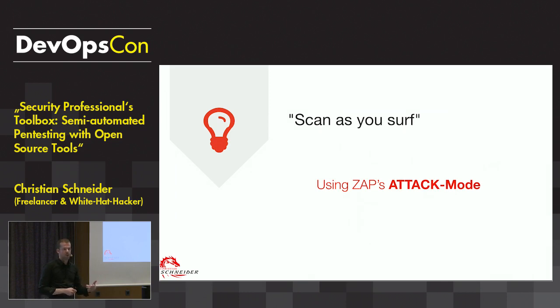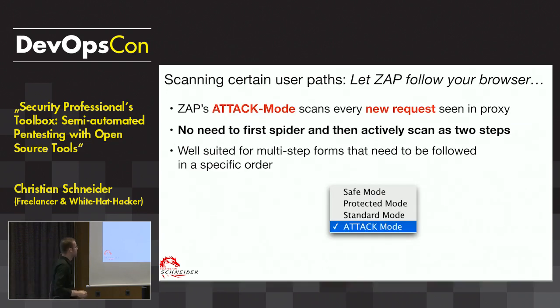For example, when you have an online shop, another product, another product, another product, it only scans the product detail page one time. That's quite nice. And that can be simply defined in the Zap tool by setting it to attack mode, and then you no longer need these two steps of spidering and active scanning. You're just driving the application, either manually or via explorative testing or via test automation when you do have these kinds of things.